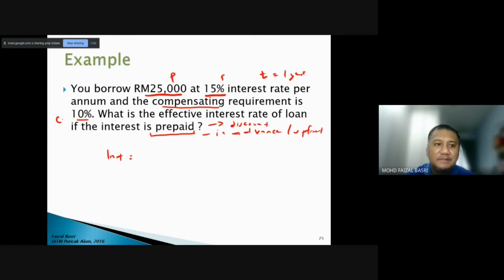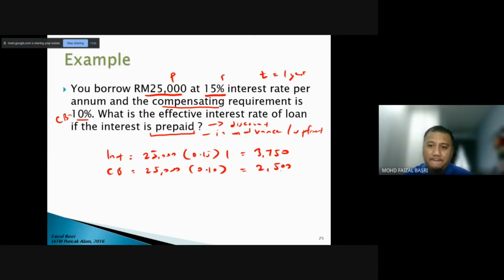We have CB 10%. So interest would be principal 25,000, the rate is 15% for 1 year. So 25,000 times 15%, 3,750 would be the interest. Our CB requirement is 10%, so meaning 25,000 times 10% will be 2,500 ringgit. Okay, so this is the important part to calculate the proceeds.